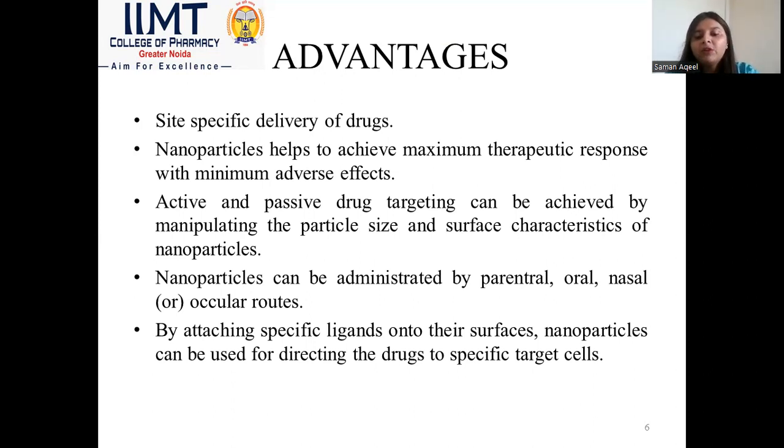If we take the example of a targeted drug delivery system, nanoparticles play a very essential role. You can attach specific ligands to the surfaces of the nanoparticles, and they will go directly to the specific target cells.